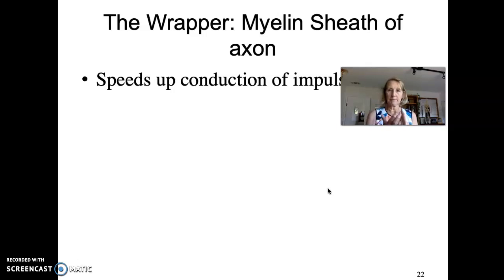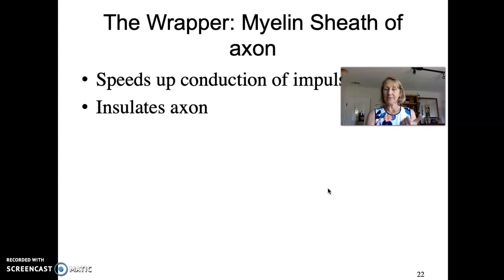The wrapper, the myelin sheath. It speeds up the conduction of the impulse. If you don't have myelin sheath, like some very primitive animals don't have a whole lot of that, like a worm, it's limited in the velocity at which these signals can travel. We have some unmyelinated, and they are slower. They are slower to transmit, but the majority of our axons are actually myelinated.